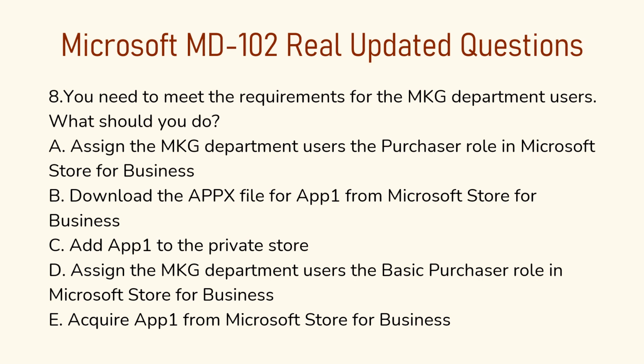8. You need to meet the requirements for the MKG department users. What should you do? A. Assign the MKG department users the purchaser role in Microsoft Store for Business. B. Download the APPX file for App1 from Microsoft Store for Business. C. Add App1 to the private store. D. Assign the MKG department users the basic purchaser role in Microsoft Store for Business. E. Acquire App1 from Microsoft Store for Business.